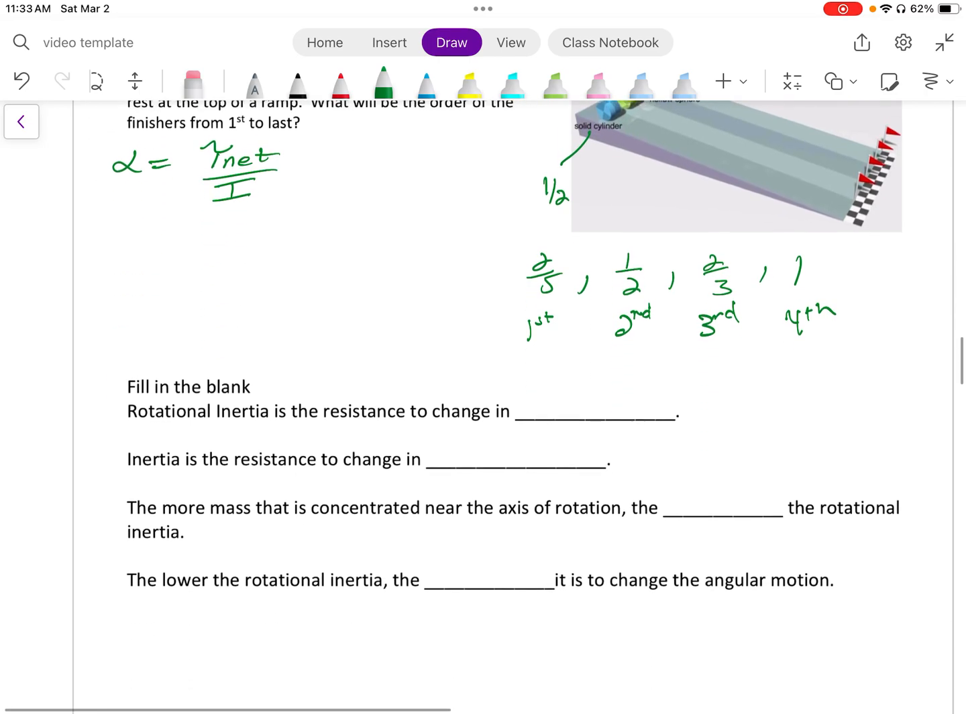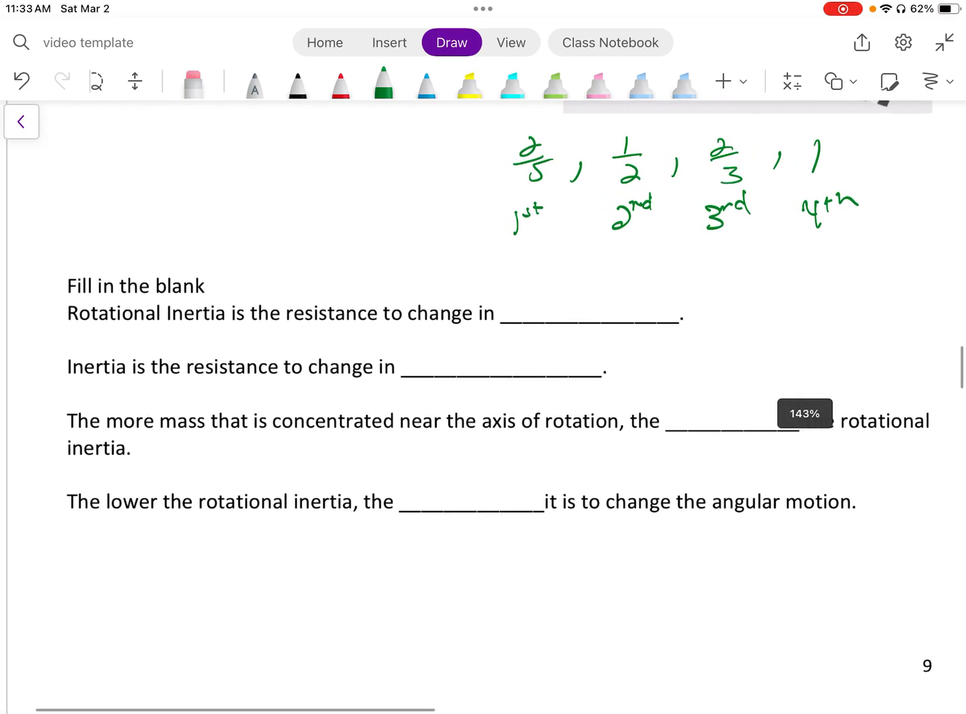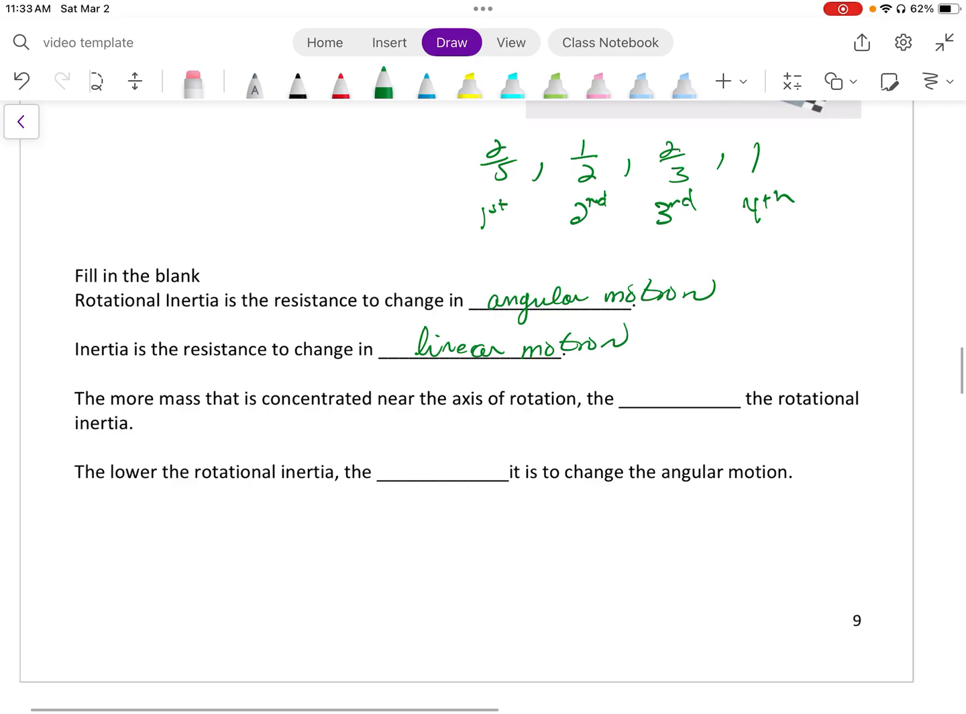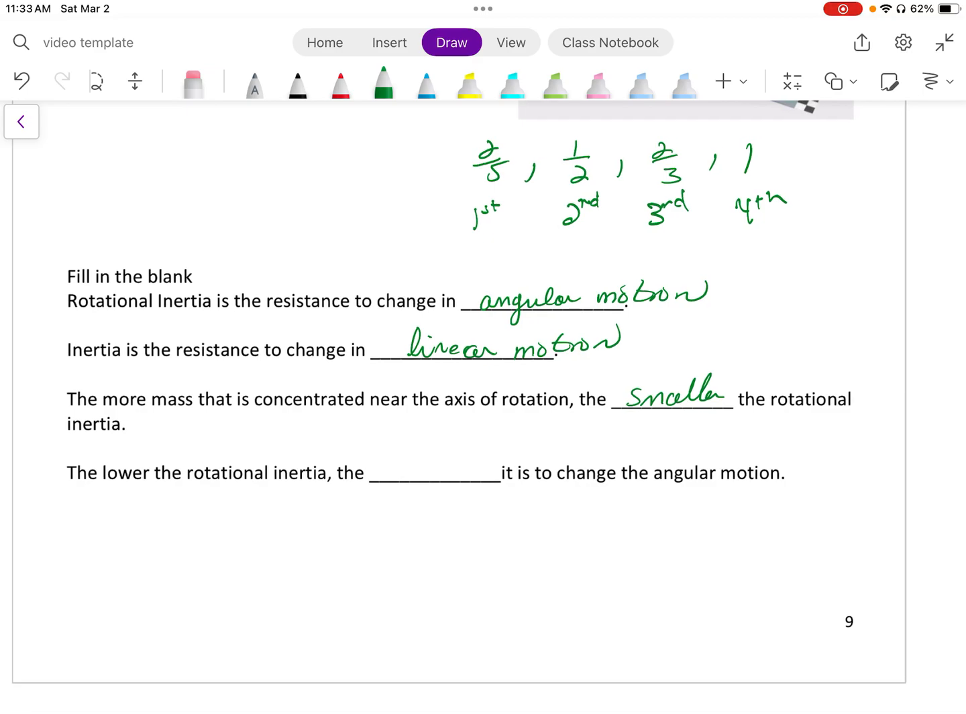All right. That's the kind of question you're going to have to be able to answer. Rotational inertia is the resistance to change in angular motion. Inertia is the resistance to change in linear motion. The more mass that's concentrated near the axis of rotation, the smaller the rotational inertia is. And the lower the rotational inertia is, the easier it is to change the angular motion. That concludes my lecture.